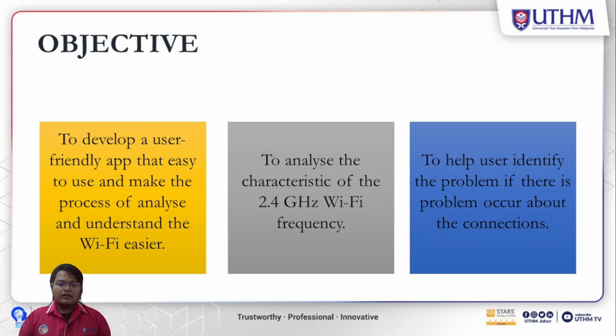For the objective, we have 3 points. The first one is to develop a user-friendly app that is easy to use and makes the process of analyzing and understanding Wi-Fi easier. The second point is to analyze the characteristics of the 2.4 GHz Wi-Fi frequency. The last point is to help users identify the problem if there is a problem with the connection.